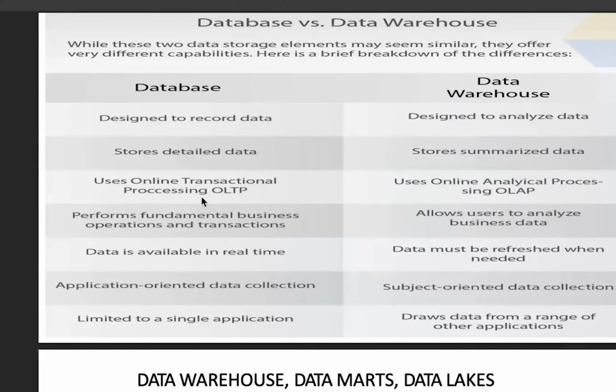Online transactional processing is mainly for performing fundamental business operations and transactions. A data warehouse allows users to analyze business data. So a data warehouse is mainly for analysis. Those are the major differences.